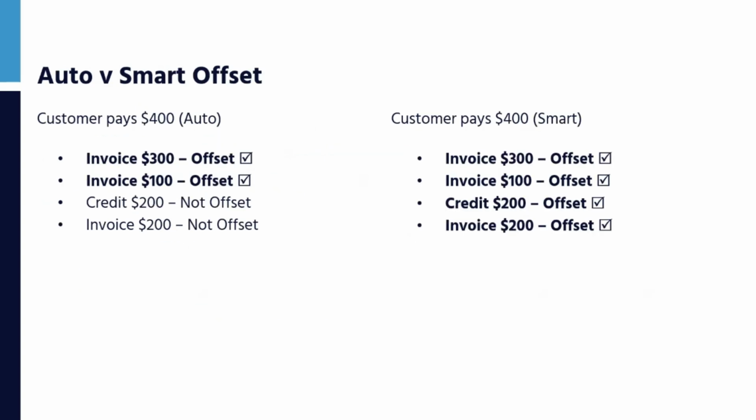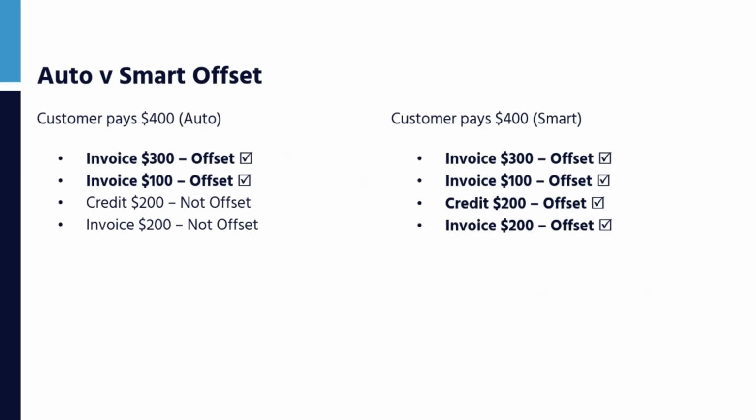So this is just the difference between the auto and smart. On the left-hand side, we have the auto offset in terms of what happens. In this case, the customer pays $400. In both cases, there's the same sequence of transactions: 3 outstanding invoices and 1 outstanding credit. So auto will look and just go, okay, is there $400 worth of transactions on that particular side of the ledger? Yes, there is. So that's my job done. I'm not going to go any further.